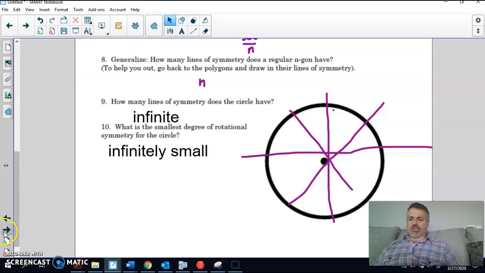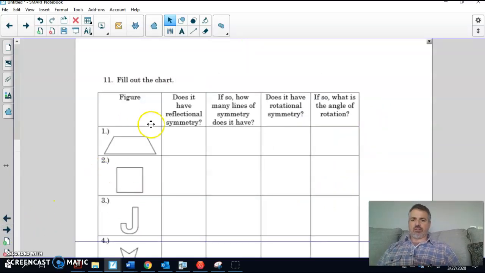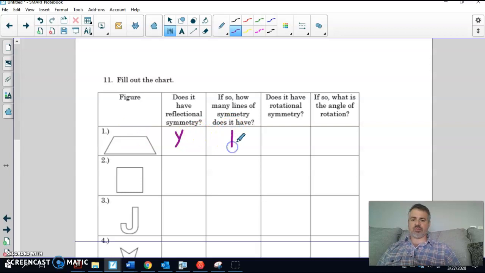So then it has this chart that we need to fill in here, and it talks about different symmetries: line reflection, if so, how many, rotational symmetry, and what's the angle. So over here on this shape, it looks to be an isosceles trapezoid. I would say yes, it has line symmetry. How many lines of symmetry does it have? I only see the one line going down through the middle. Does this have rotational symmetry? No, I don't think so. Since it doesn't have rotational symmetry, we don't have to worry about the angle.